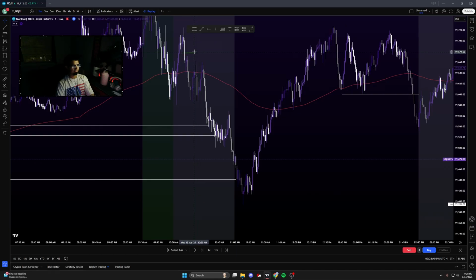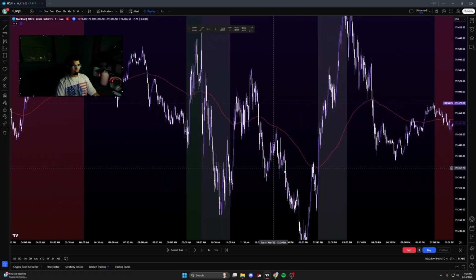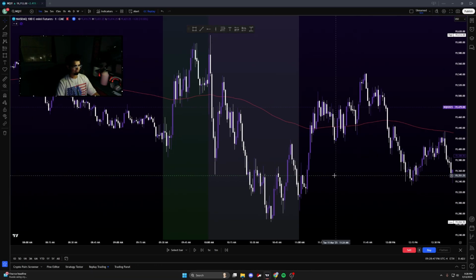But let's show you another example of a breaker structure. Right here.